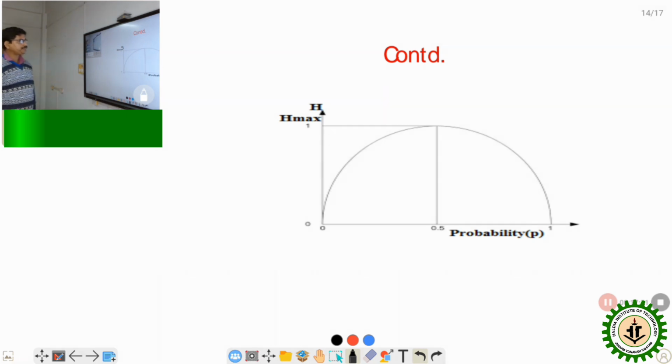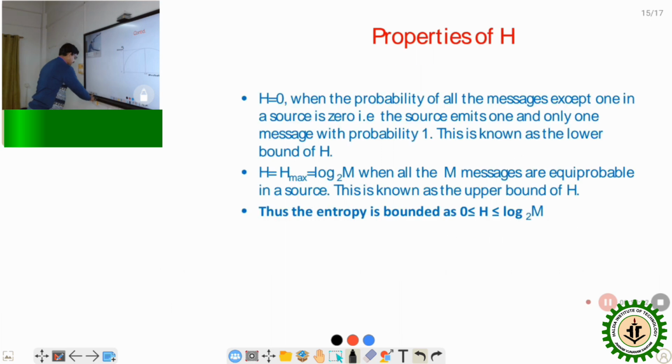If I plot probability versus entropy, you will see that when the probability value is 0, the entropy is 0. And we have already proved that if the probability value is 1, the entropy value will also be 0. If an event's probability is 0.5, we have seen that we get the maximum entropy, and its value will be 1 for a 2-event source.